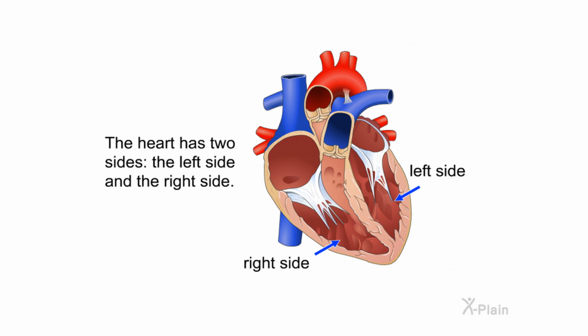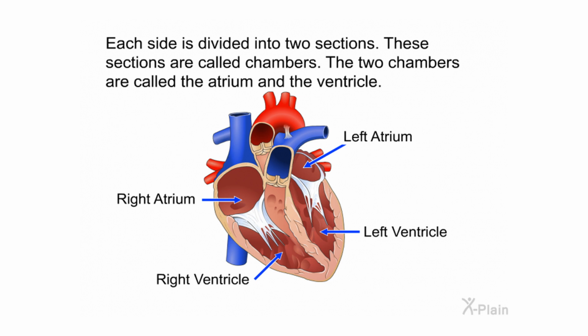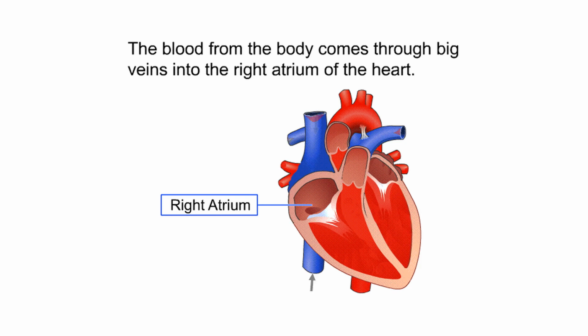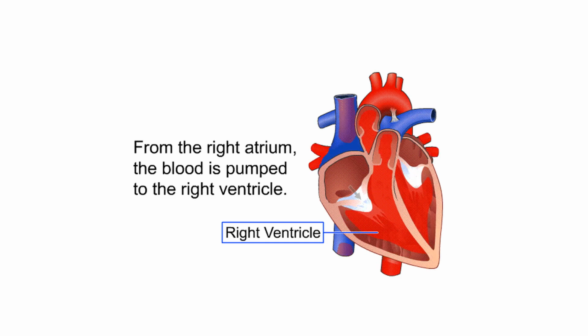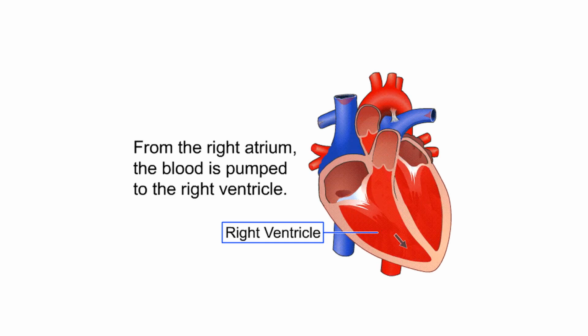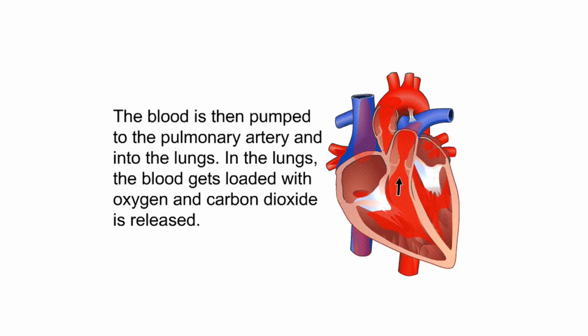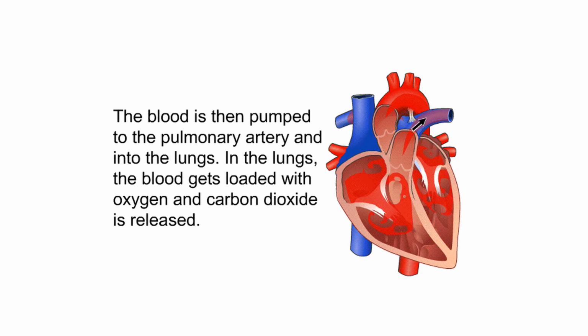The heart has two sides, the left side and the right side. Each side is divided into two sections. These sections are called chambers. The two chambers are called the atrium and the ventricle. The blood from the body comes through big veins into the right atrium of the heart. From the right atrium, the blood is pumped to the right ventricle. The blood is then pumped to the pulmonary artery and into the lungs.